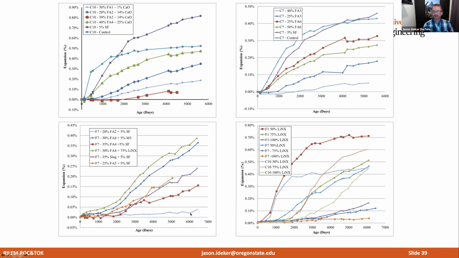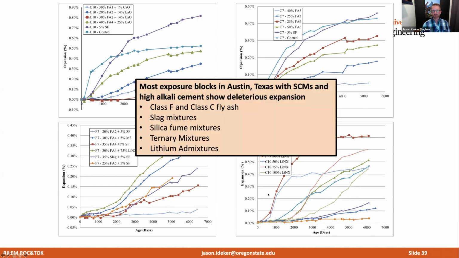But you can start to see that even after 6,000 days, we're starting to see some expansion in those blocks. Now, certainly the amount of expansion is much less than the control for this particular case, but you can see that a lot of the other preventive measures are expanding quite a bit, and this is a real concern.